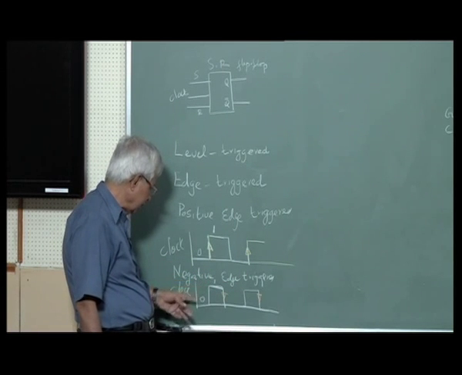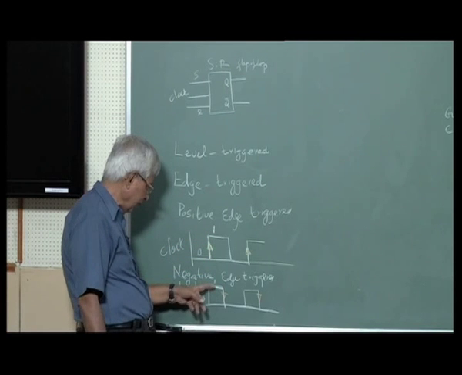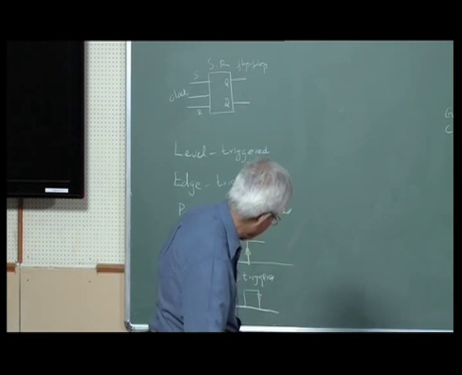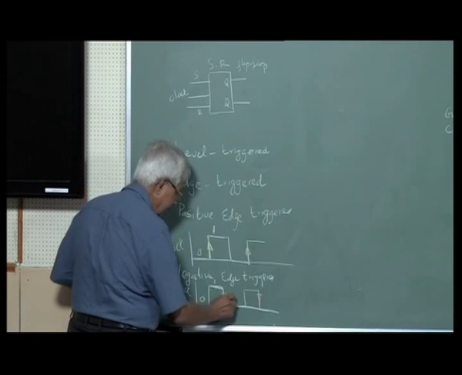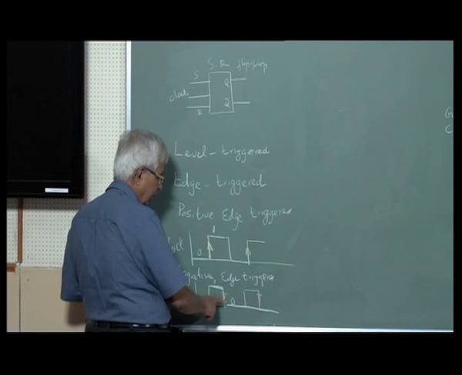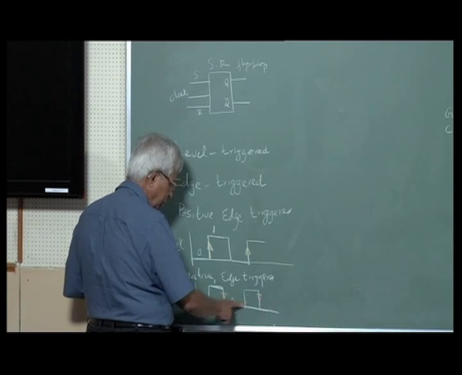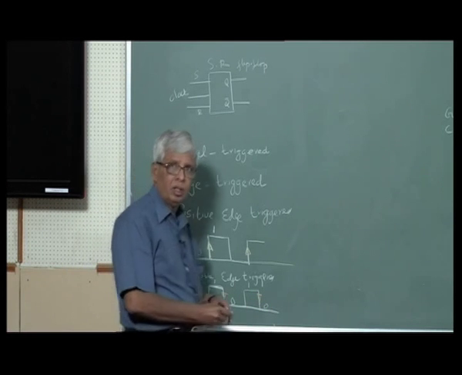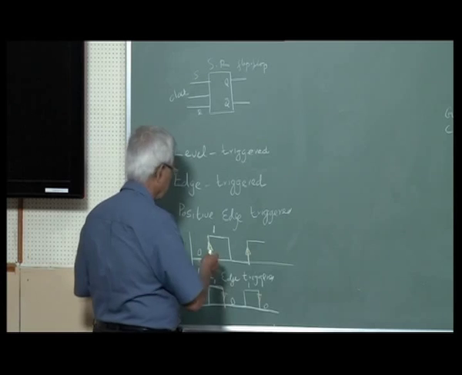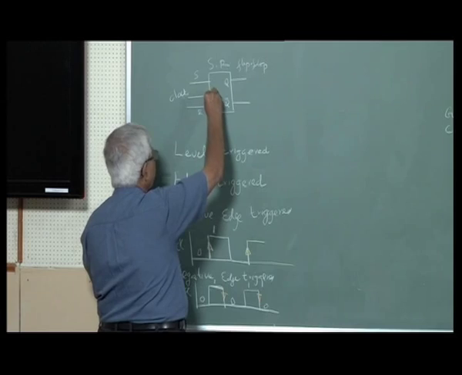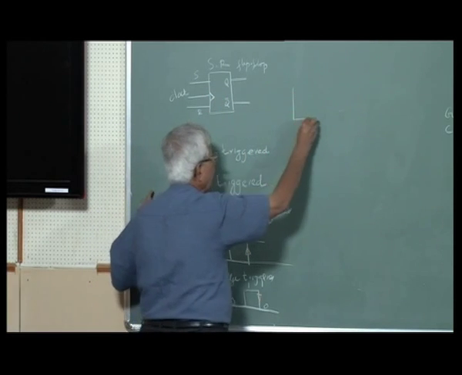In the same way, if it changes at the time when it goes from 1 to 0, anything happening before that would be recognized and the output will change only at this instant of time. Again, after this, you have to wait for one full clock period before the next time the clock goes from 1 to 0. This is called negative edge trigger. This is very useful. So we have three types of flip-flops.